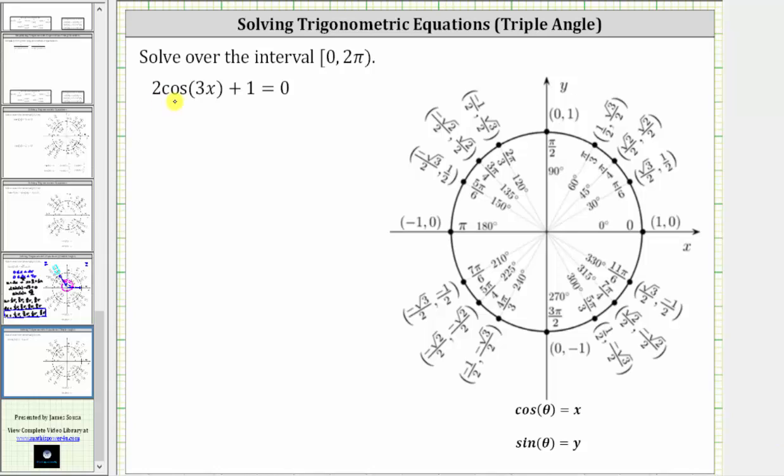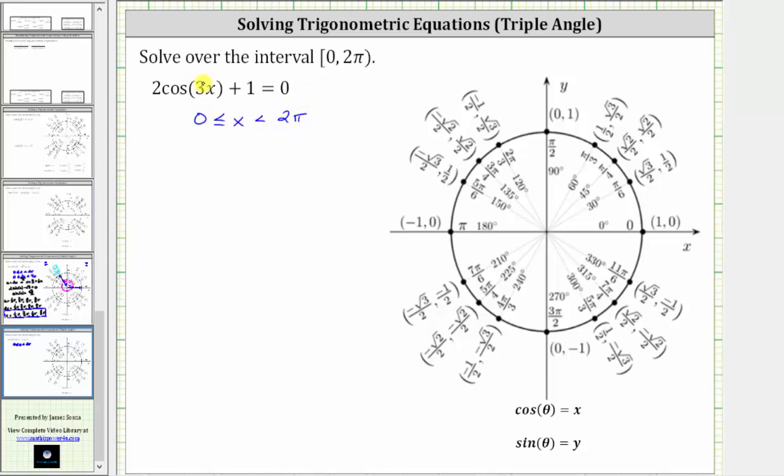We want to solve 2 cosine 3x plus 1 equals 0 over the interval from 0 to 2 pi radians. It's important to recognize this interval is for the angle x, not the angle 3x. The interval is when x is greater than or equal to 0 radians and less than 2 pi radians.